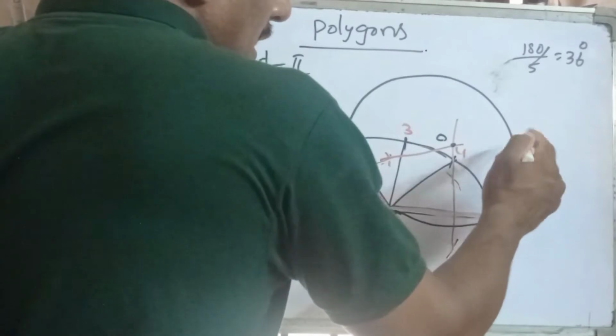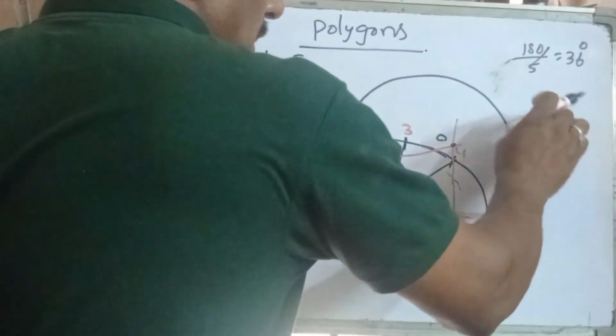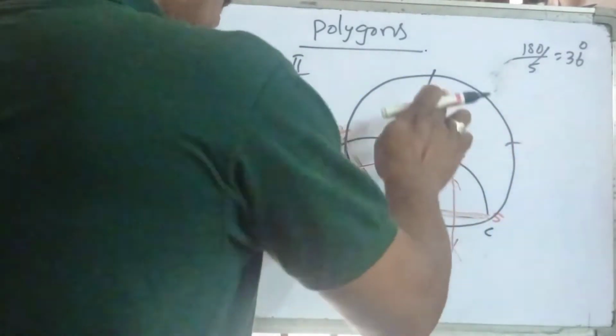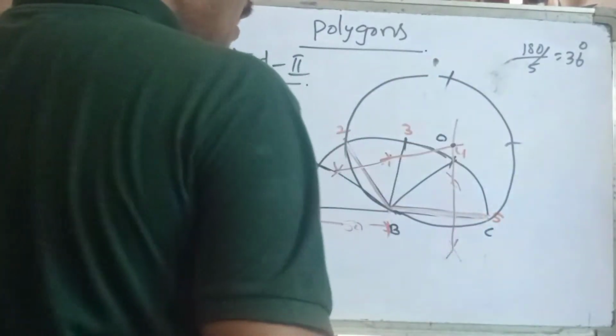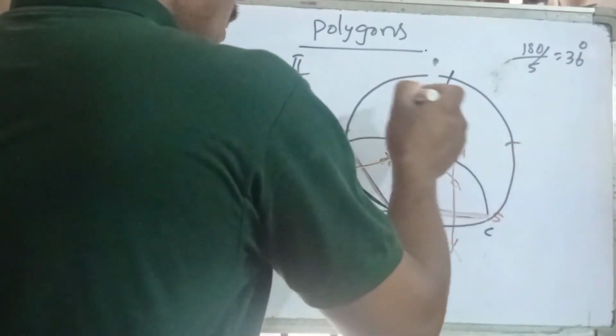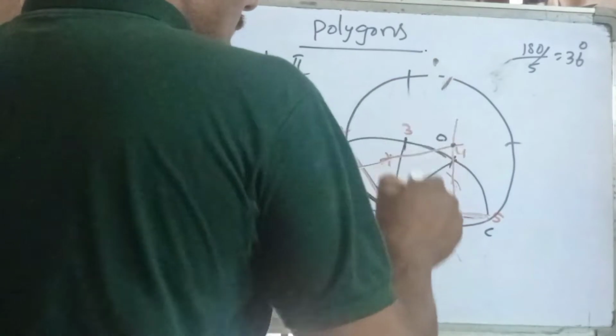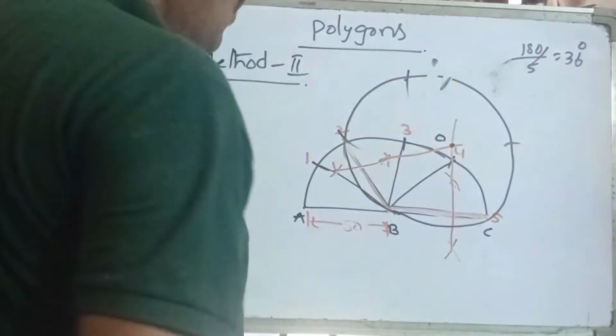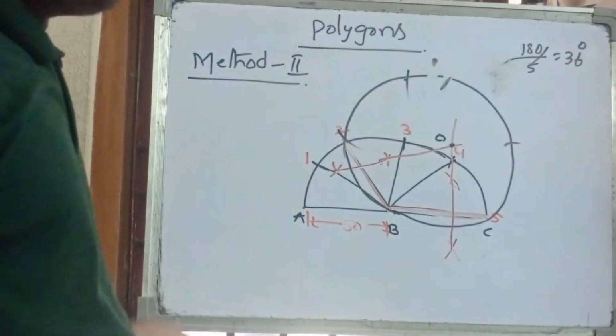Now C is the center, cut the line. From here, this point is the center, cut the line. This point is the center, cut the line, and from this point as center, cut the line. So automatically you will get 5 equal parts.